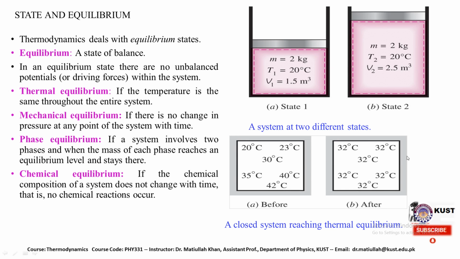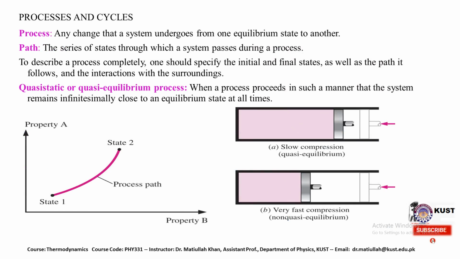We have some processes or cycles, which is called a process or path. So a process is actually any change that a system undergoes from one equilibrium state to another. So path is actually the series of states through which a system passes during a process. So if we describe a process completely, one should specify the initial and final states as well as the path it follows and the interaction with the surroundings as well.